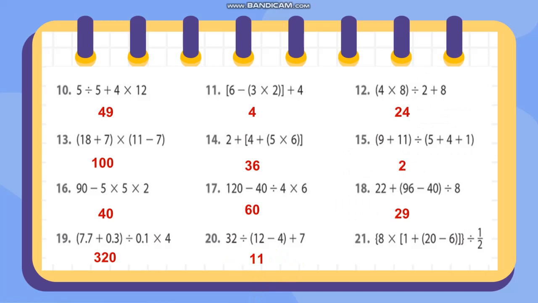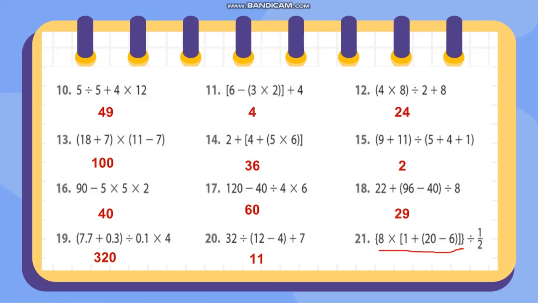So in this case, this is one group, and inside the groupings, we have the brackets and we have the parentheses. So we need to solve first what's inside the bracket. And inside the bracket is the parentheses, so we need to solve first the parentheses. So 20 minus 6 is 14. 14 plus 1 is 15. Then 8 multiplied by 15 is how many?